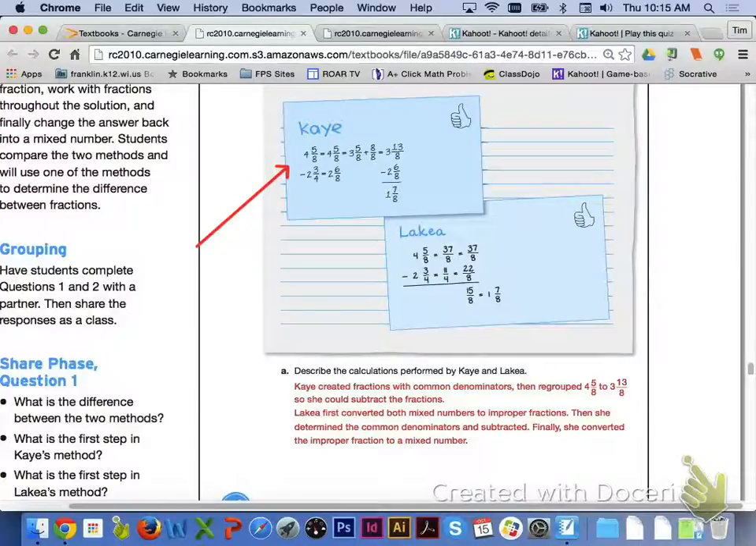If we look at Kay's method first, what she did was she created fractions that did have common denominators, but then she had to regroup in order to subtract the fractions. For Lakia's method, she first converted both mixed numbers to improper fractions, determined what the common denominators were going to be, and then she subtracted. The last thing that she did was convert the improper fraction to a mixed number. For letter B, obviously it's going to vary depending upon which method you like. Whatever one you are the most comfortable with and have the most success with is the one you can use to subtract with mixed numbers.